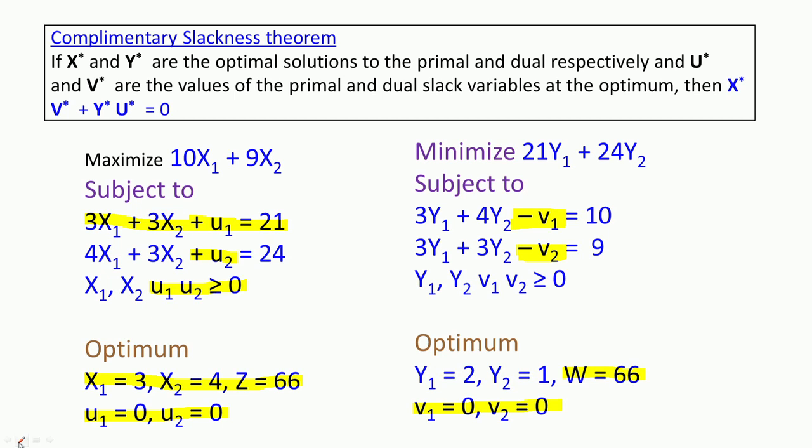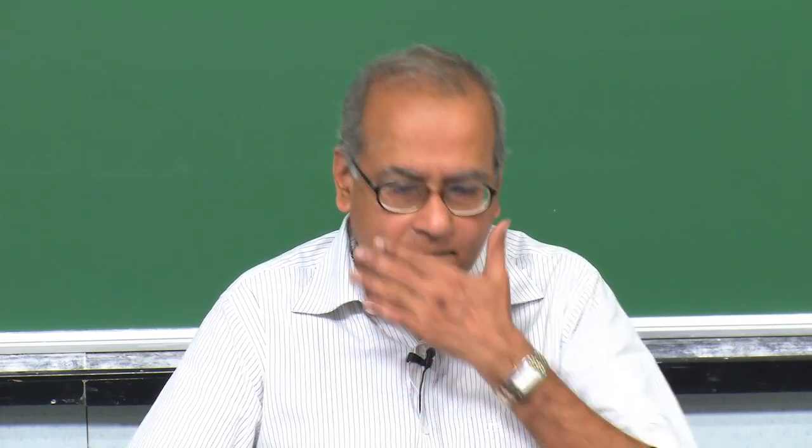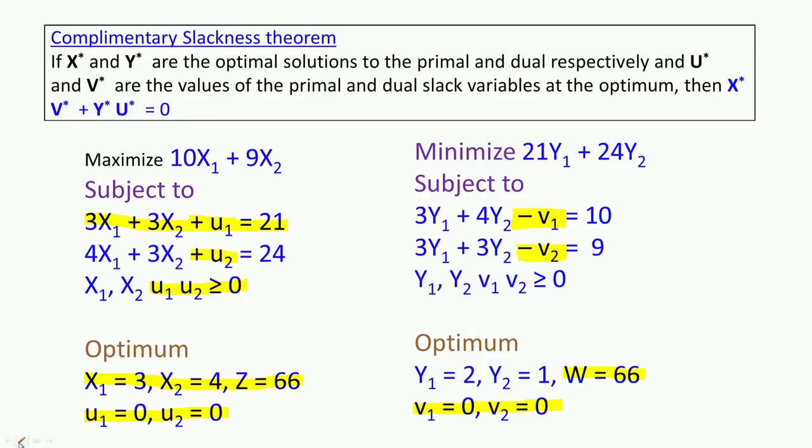We also mentioned in the previous class that since all x's x1, x2, y1, y2, u1, u2 and v1, v2 are greater than or equal to 0, x star v star plus y star u star equal to 0 will become x1 v1 equal to 0, x2 v2 equal to 0, y1 u1 equal to 0 and y2 u2 equal to 0.